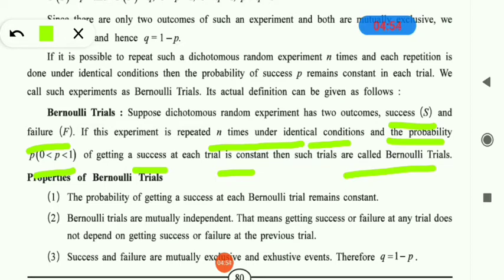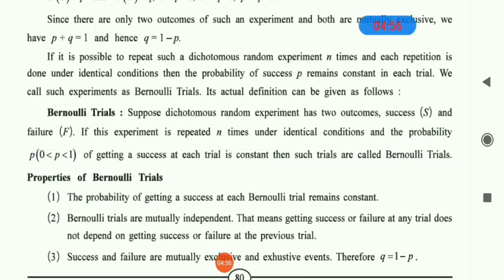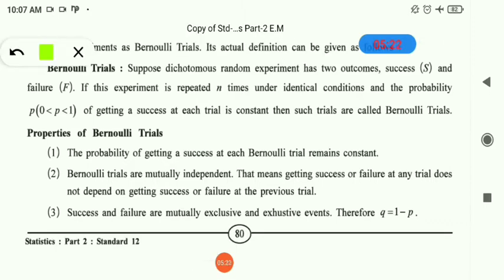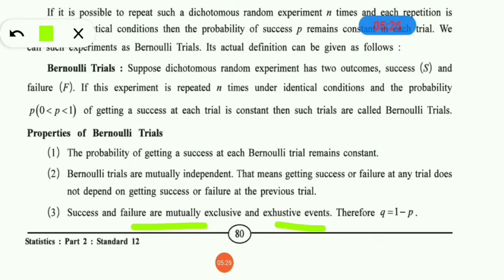Properties of Bernoulli trials. First, the probability of getting a success at each Bernoulli trial remains constant. Second, Bernoulli trials are mutually independent. That means getting success or failure at any trial does not depend on getting success or failure at the previous trial. And third, success and failure are mutually exclusive and exhaustive events. Therefore, we can write q equals 1 minus p, because probability of success plus probability of failure, p plus q, equals 1.